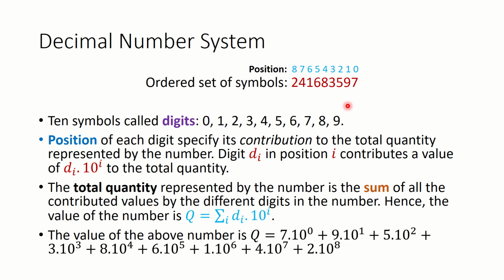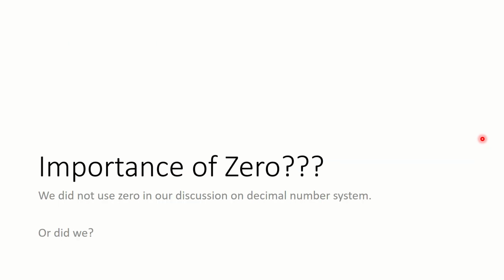For the decimal number system this is actually very easy. You do not even have to do this calculation, you know the value a number represents just by looking at it. But it is not so in other number systems. So we need a general understanding of how we calculate the total quantity represented by a number. So we go forward and explore it further.